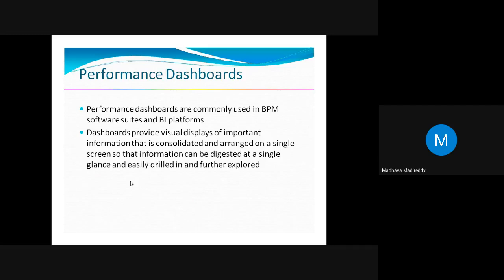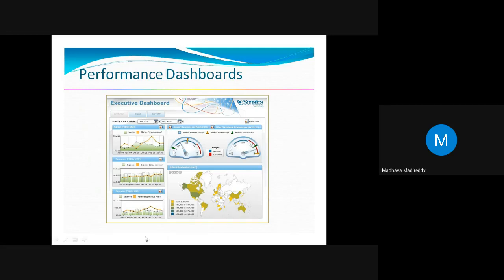So dashboards provide visual displays of very critical information. It can be consolidated into a single screen. That means you can show a pie chart, you can show a trend line, you can show individual categories, or you can show a geographical heat map. All of this is squashed into a single sheet, a single display. That's called a dashboard. Like here, this is a dashboard.